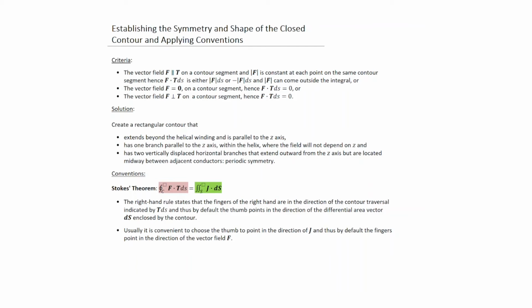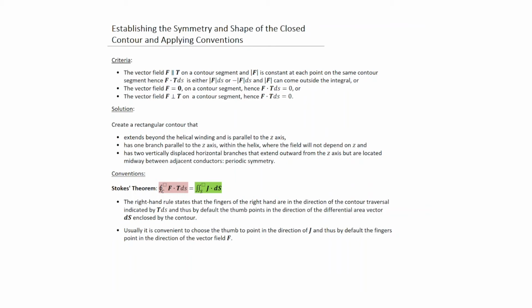Or the vector field F equals 0 on a contour segment, and hence F dot T ds equals 0. Or thirdly, the vector field F is perpendicular to the tangent vector T on a contour segment, hence F dot T ds equals 0. So in this particular case, we're dealing with the infinite helical winding. We know that there's a field in the z-hat direction inside the helix, but it's 0 outside. And so a rectangular contour seems to be the appropriate choice. There are 4 sides, and in this example, all 3 cases stated above under criteria apply.